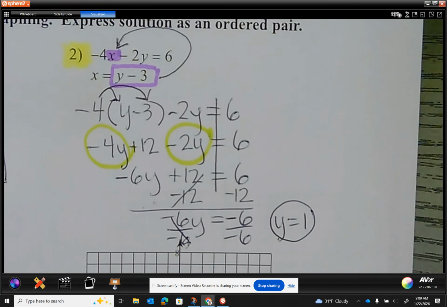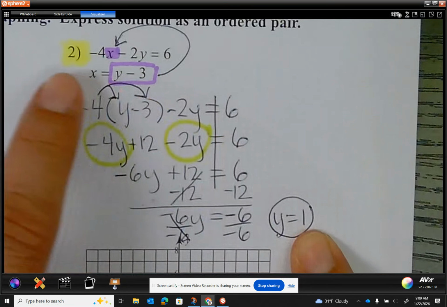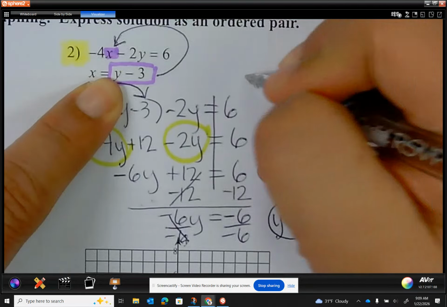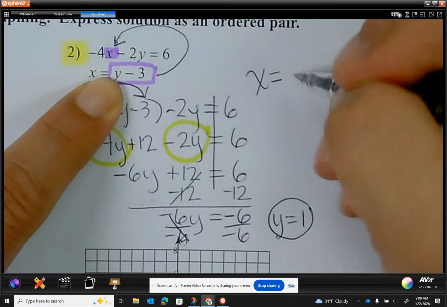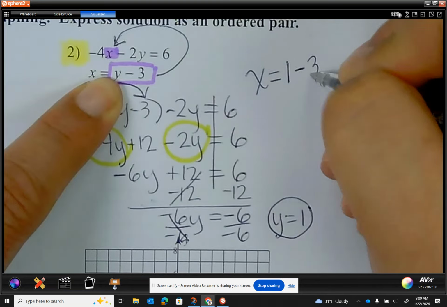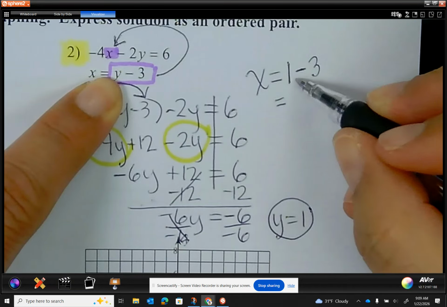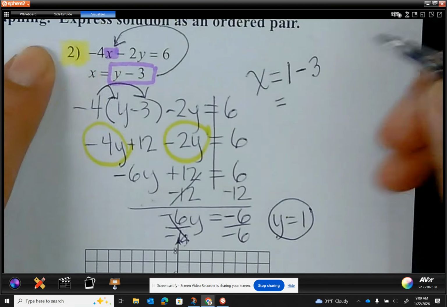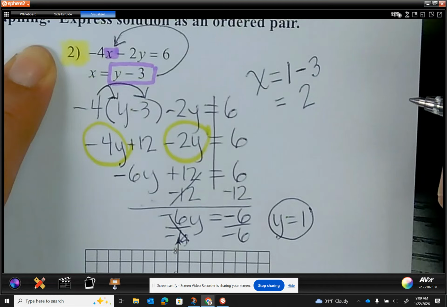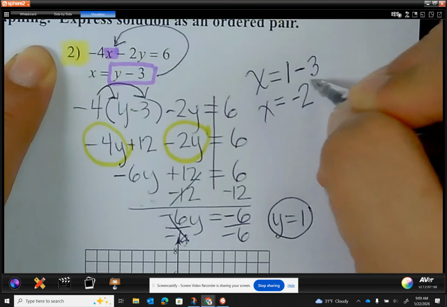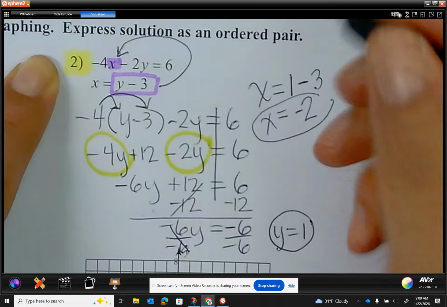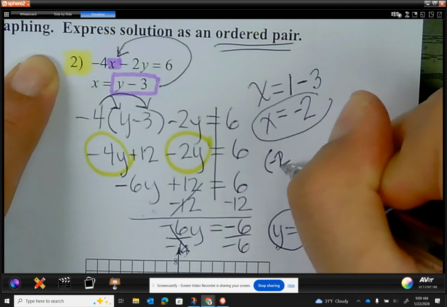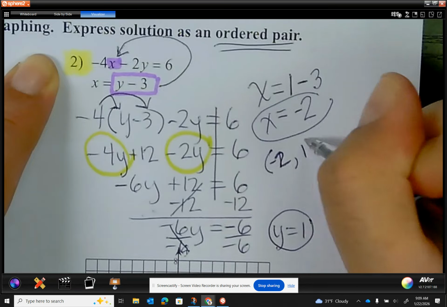Now that we know what y is, I'm going to take this 1 and I'm going to substitute it in for this y right here so we can figure out what x is. So I know x is equal to whatever y is. In this case, y is equal to a 1 minus 3. If I have $1 and I owe 3, what do I still have or what do I owe? Do I owe 2 or have 2? Negative 2. And since we have to express our answer as an ordered pair, it's going to be negative 2, 1, because first is the x, comma, 1.